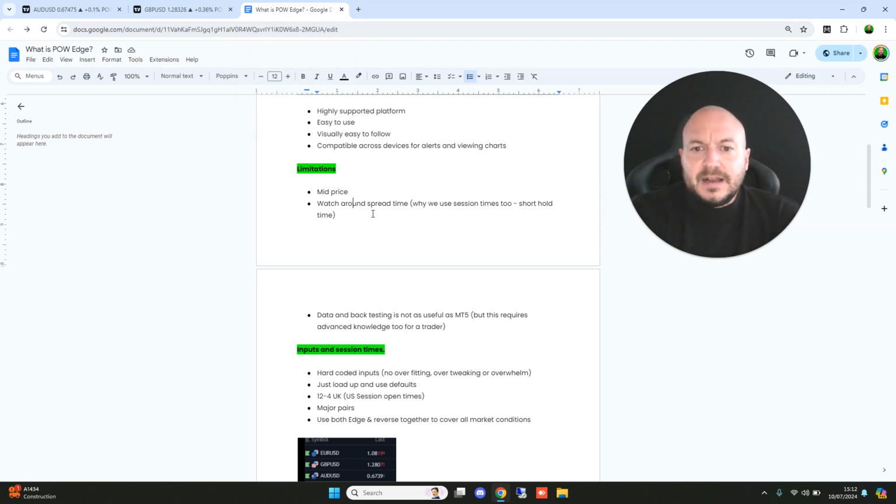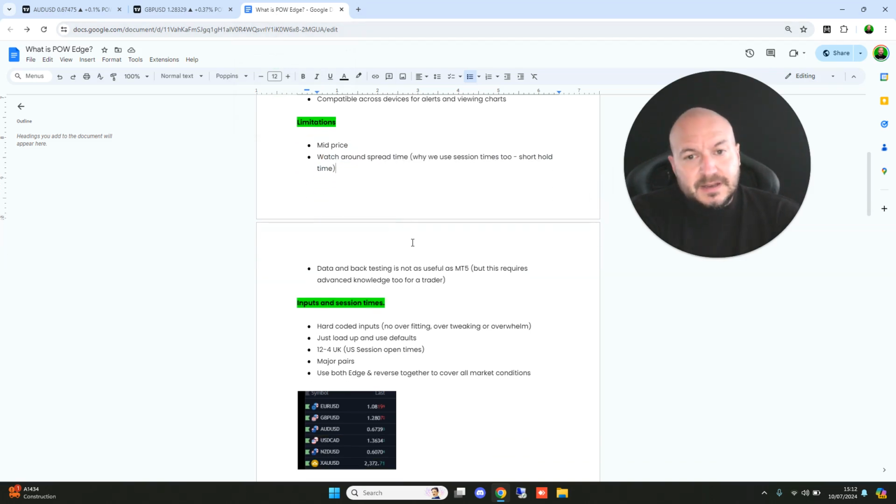Yeah. So watch around spread time. You might even have to go in and change your stop loss at 10 p.m. if your broker's adding a load of pips on the spread. But in an ideal world, you're already out of the position due to the session times that we trade.